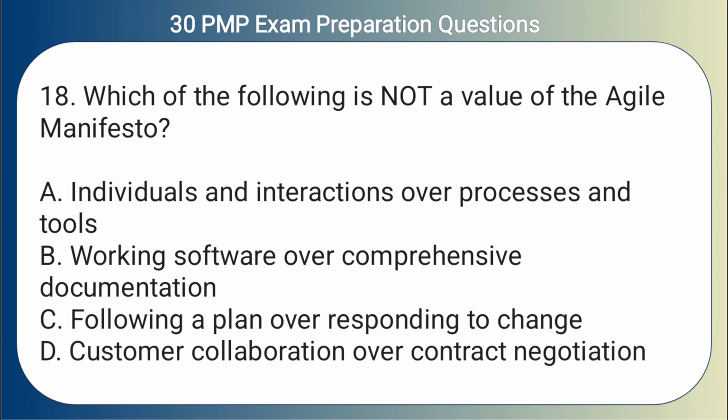Question 18. Which of the following is not a value of the Agile Manifesto? A. Individuals and interactions over processes and tools. B. Working software over comprehensive documentation. C. Following a plan over responding to change. D. Customer collaboration over contract negotiation.